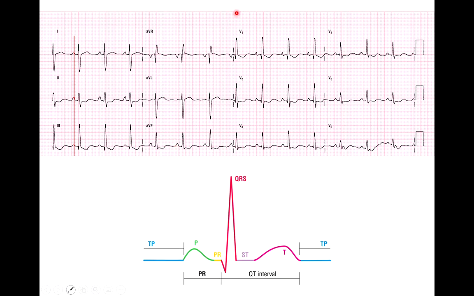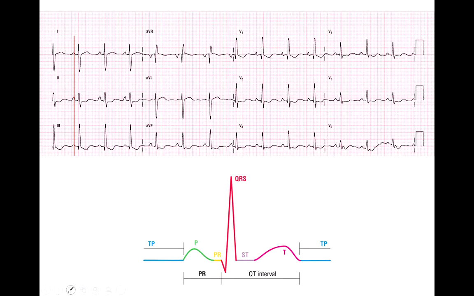Then you have precordial leads. These are leads that surround the heart. Here's V1, V2, V3, V4, V5, and V6. V1, V2, V3, V4, V5, V6 are precordial leads. They surround the heart and they give a different perspective of the heart. We're going to talk about that in just a moment.